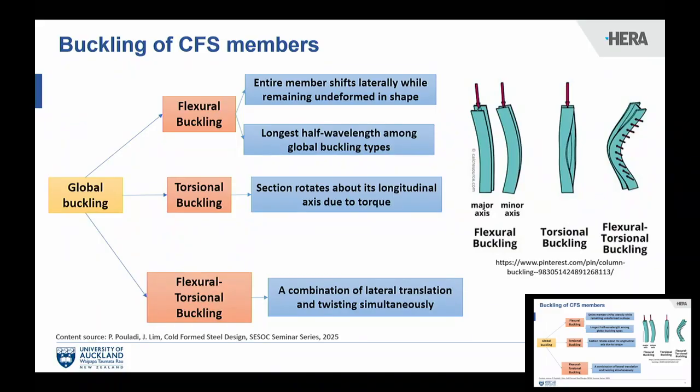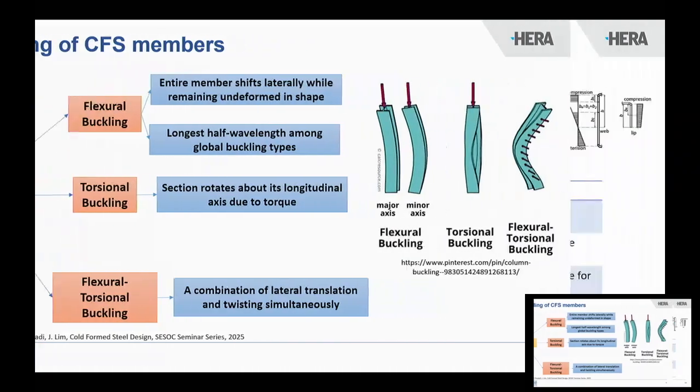Next, we have torsional buckling, where the section rotates around its longitudinal axis due to the torsion load. And lastly, we have a combination of flexural and torsional buckling. Some examples are provided on the right side, and you can observe them.